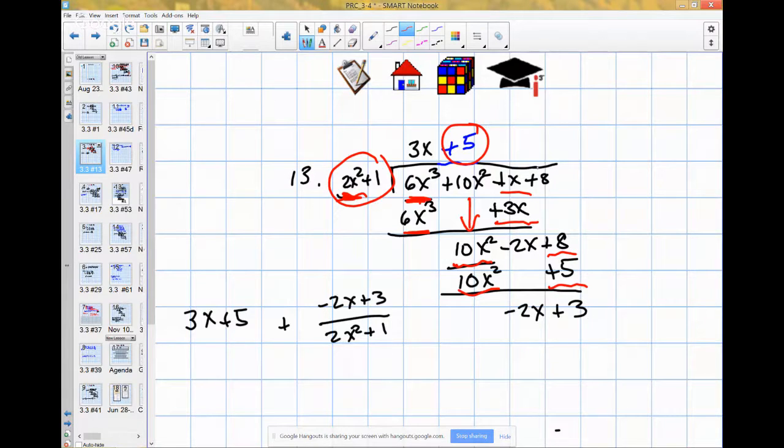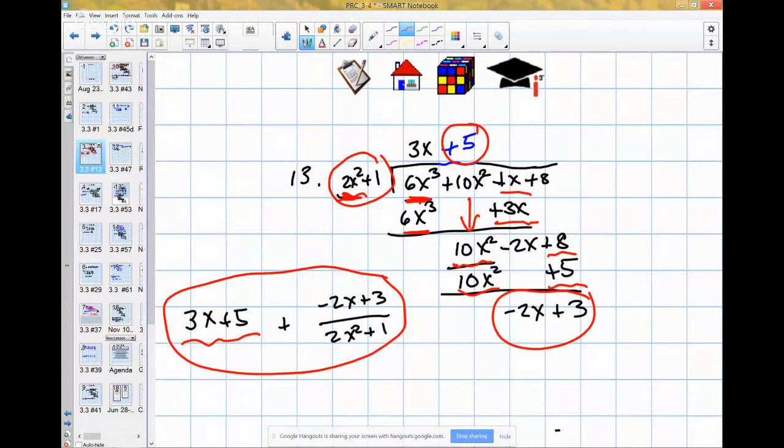Well, we're out of terms. There's nothing else to drop. So what we just found out is this is our remainder. So what's the answer? What's on top there? 3x plus 5. And then take your remainder, negative 2x plus 3, and put it over the divisor. So the result, I would write like this. Is there any follow-up to number 13?